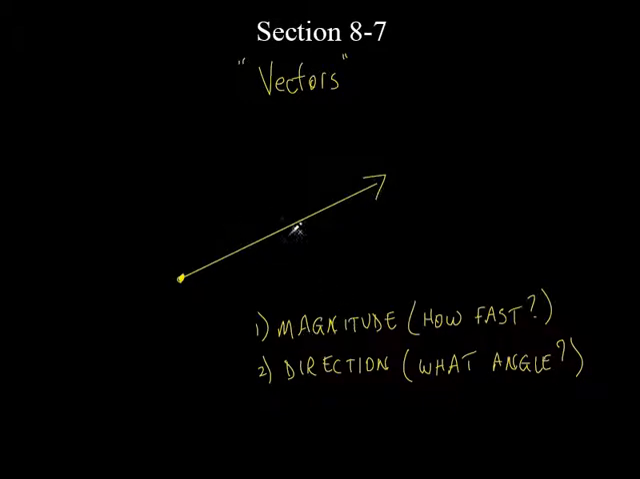So how do we measure the magnitude of this? Well, we measure the length of the line. So from here to here, okay, the length of that line would be the magnitude of this. All right? Well, what's the direction? The direction is what angle we're talking about.